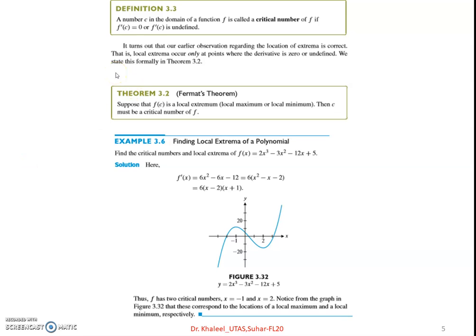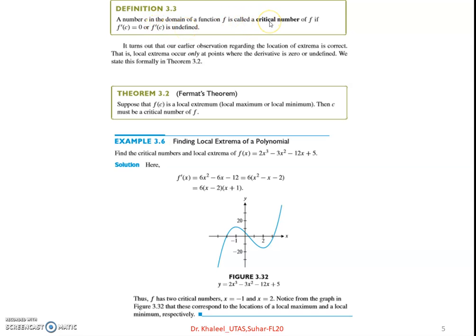Well, we have discussed in the last video lecture that the local extrema occur only at points where the derivative is 0 or undefined. So, let's first define critical number. What is a critical number? A number c in the domain of the function f is called a critical number. Remember, the critical number should ultimately be in the domain of the function, if f prime of c is 0 or f prime of c is undefined.